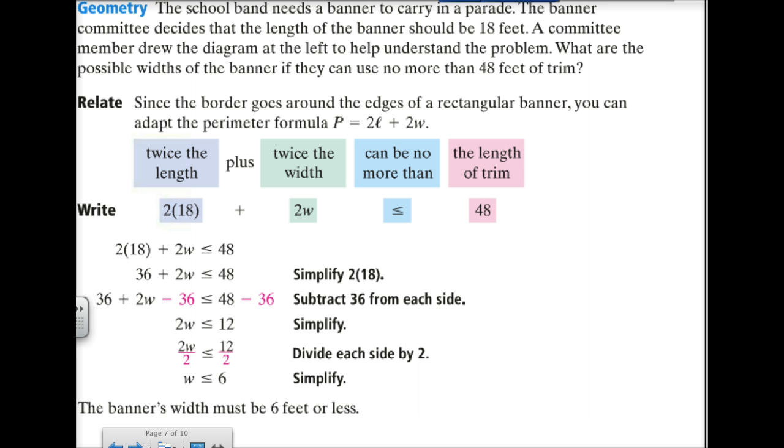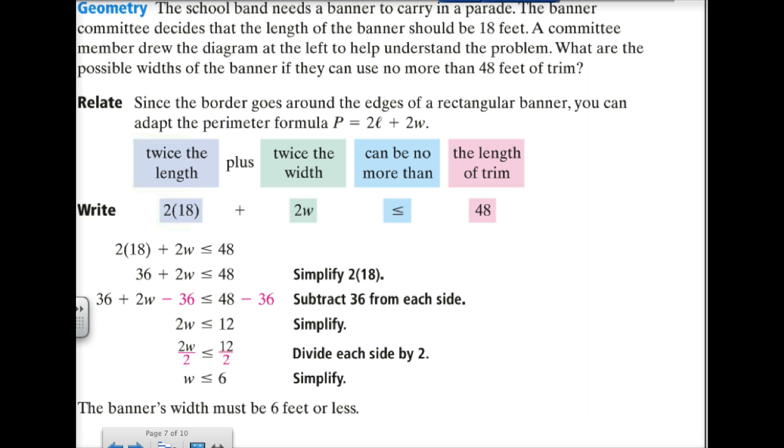This one gets to be a little bit more complicated. This is the example in your book. So you're going to want to check your book. It is on page 220. You don't need to read it here. If you open your books to page 220, you're going to find this example that talks about the length and the width of a rectangular banner. And they want the length or the trim to be less than or equal to 48. It can be no more than 48 inches of trim. So as they set that up, they know that the perimeter is 2 times the length plus 2 times the width. And that has to be less than or equal to 48. And they solve that here for you.